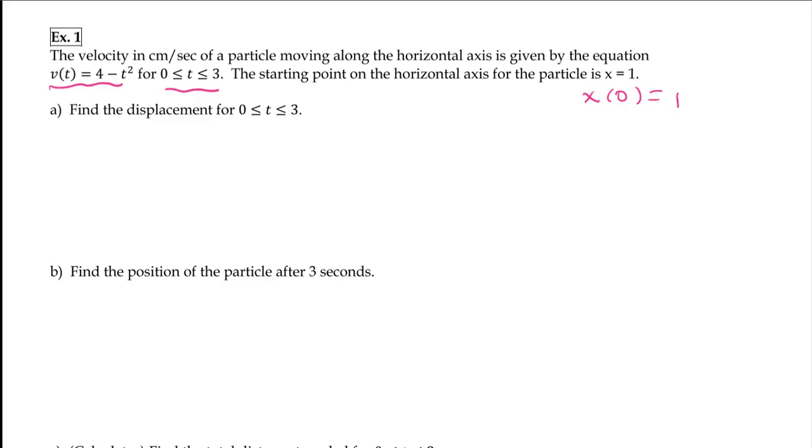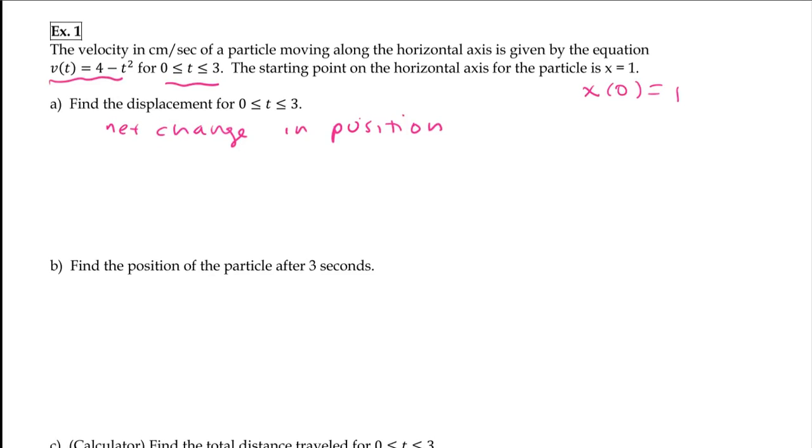Okay, we're going to read the question, and the hardest part here is just the setup. So when we read "find the displacement," what does that mean? Well, displacement means net change in position. So we're looking for x of 3 minus x of 0. We don't care what happened in between. We just want to know the difference between where we started and where we ended.